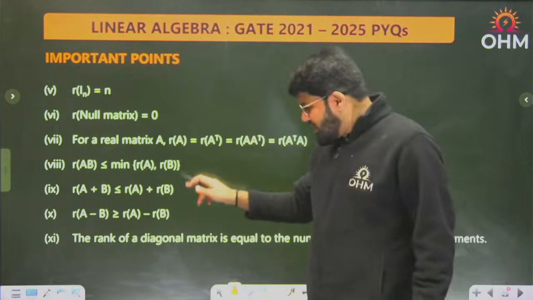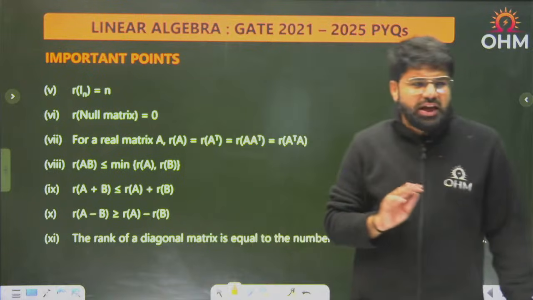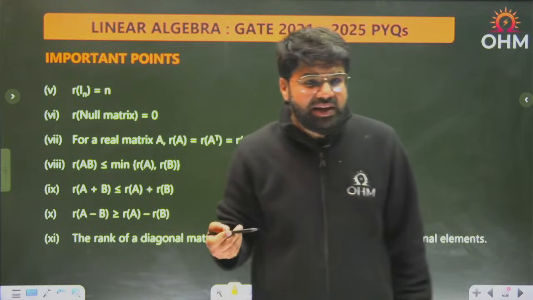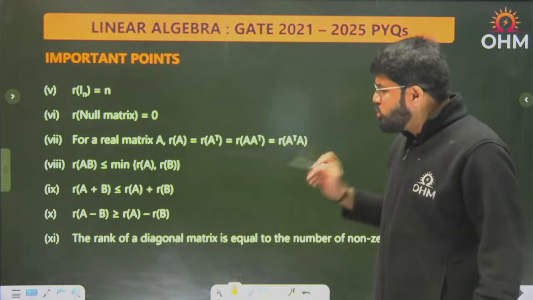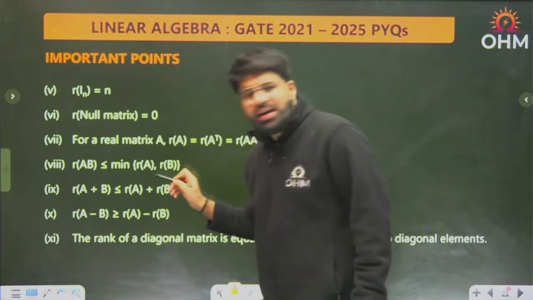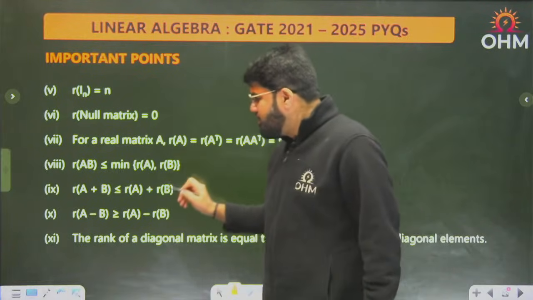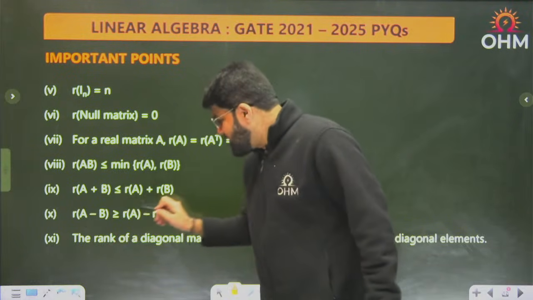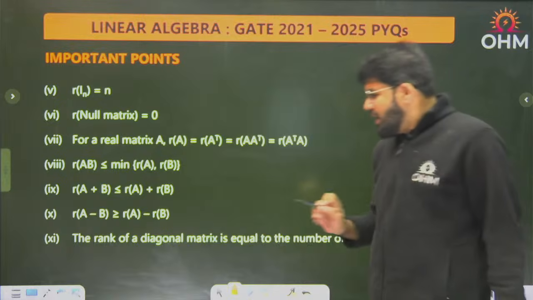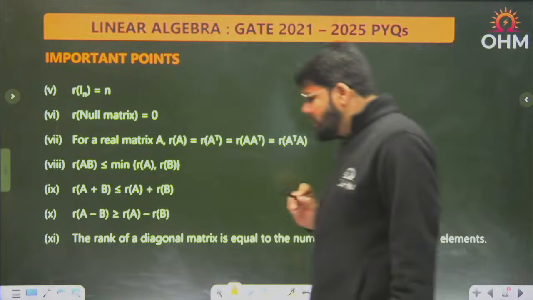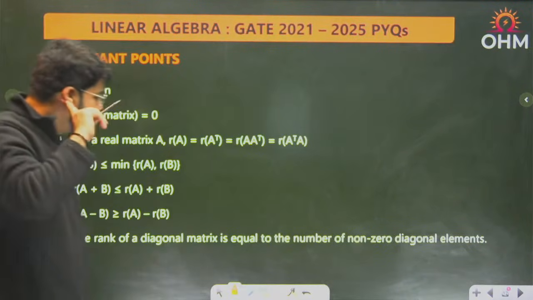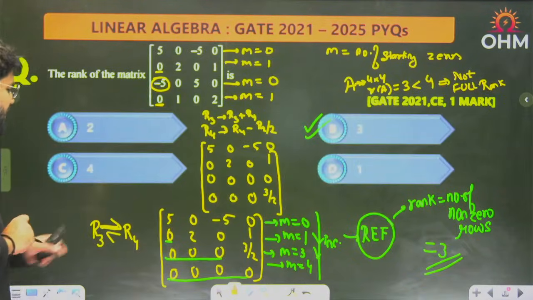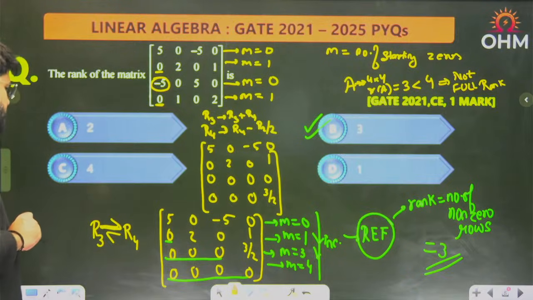Now see, these last 3-4 points are not expecting any numericals, but sometimes MSQ questions directly ask properties, as we saw in the basic part also. So you should just know them. Rank of A into B is less than or equal to the minimum of rank A and rank B. Rank of A plus B is always less than or equal to rank A plus rank B. Rank of A minus B is greater than or equal to rank A minus rank B. The rank of a diagonal matrix will always be equal to the number of non-zero diagonal elements. So finally, yeah, correct.